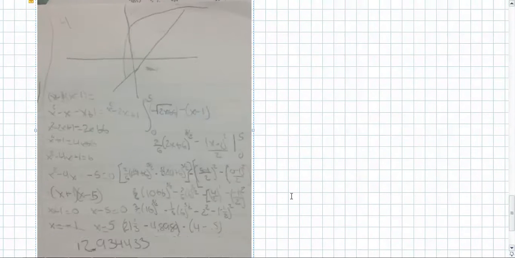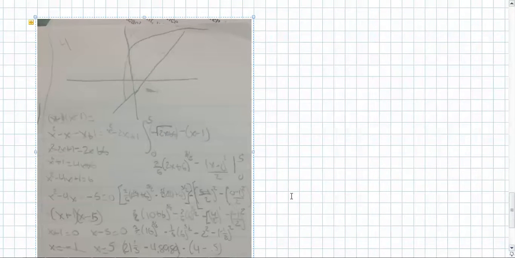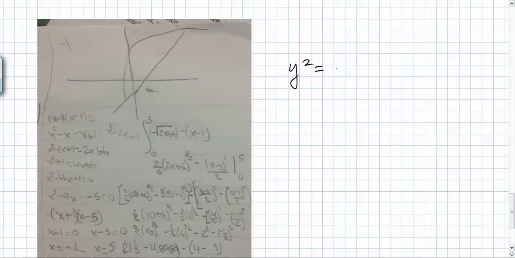You did something I like, which is you isolated y in the first function, which is good. If you do that, what's the original function? y squared equals 2x plus 6. So y is equal to plus or minus the square root of 2x plus 6. So you isolate it, and I like what you did. You took the upper function and subtracted from it the lower function. But what's the challenge with that?